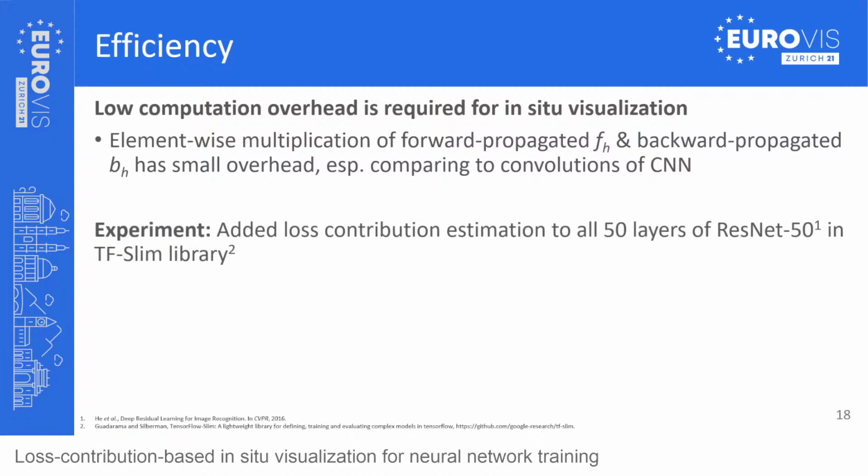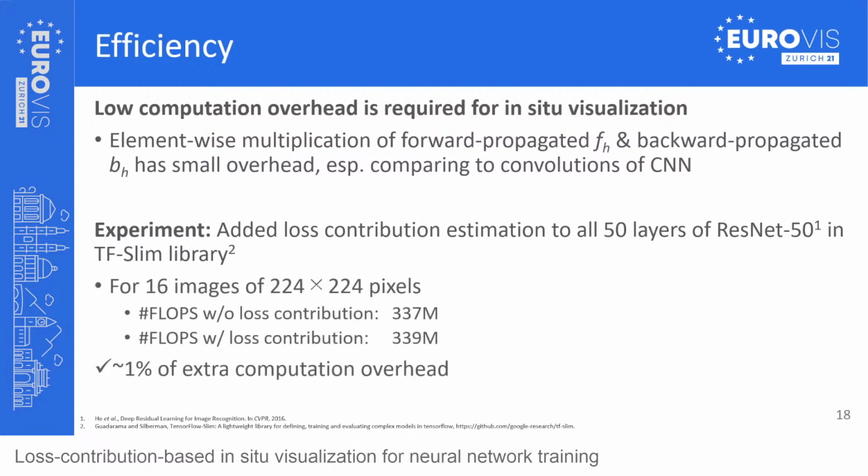To verify this, we did a test that extended ResNet-50 in Google's TF-Slim library with loss contribution calculation to all 50 layers. And then we tested on a batch size of 16 images of 224 by 224 pixels. Here we show the number of floating point operations. We found that the floating point operations only increased by 1%.